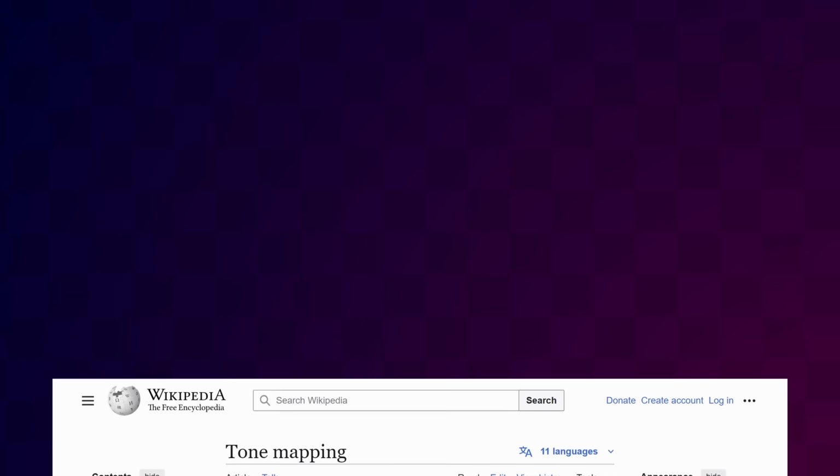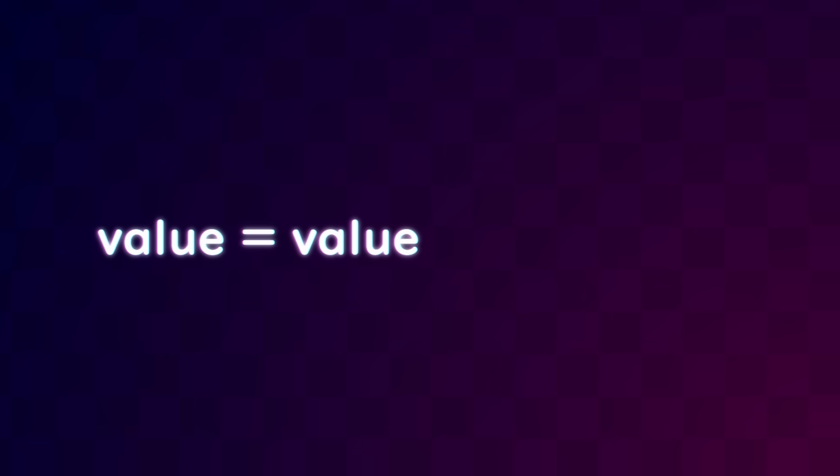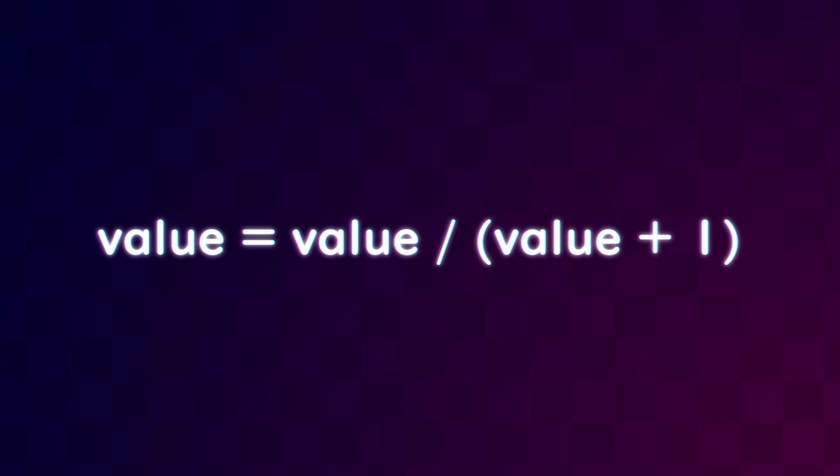This is called tone mapping, and there are a bunch of different ways of doing it. But one simple method that's quite common is to take our value and divide it by itself plus 1. So the larger a number is, the closer you'll get to 1, but you'll never quite get there unless the value is infinite. Again, there are a lot of ways of doing it, but this is a simple one that works okay.